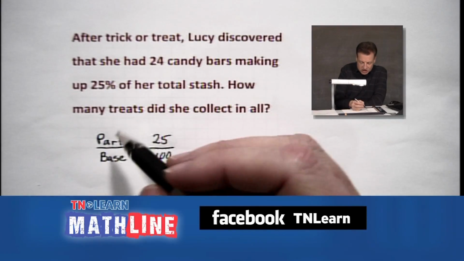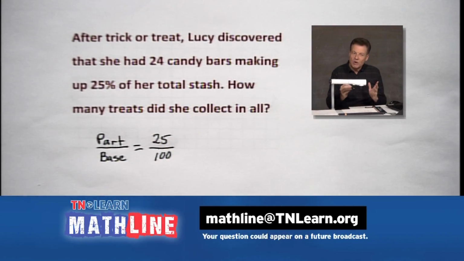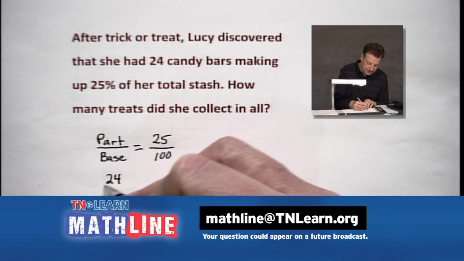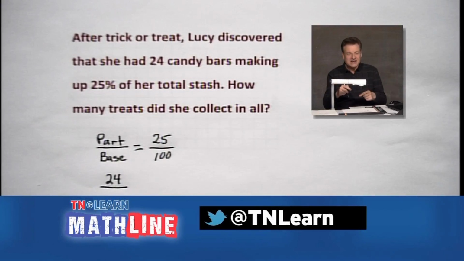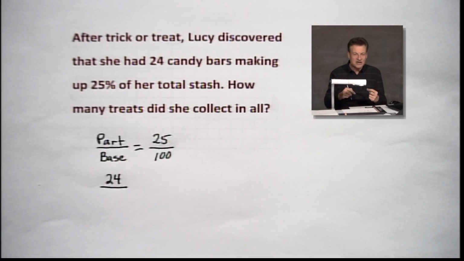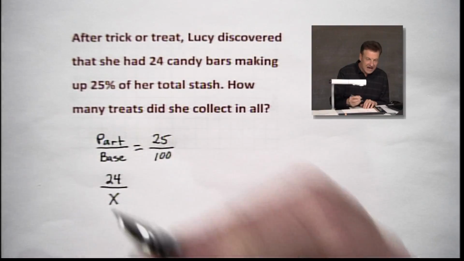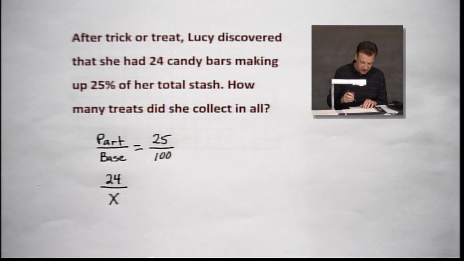Now, the question is, part or base? Like I said, it's where we end up. So this time it's the part. It's the part of the stash, so to speak. We want to know how many items she has in her stash. In other words, how many treats in this case. So we'll call it x there. We don't know what it is. There we go, there it appears.